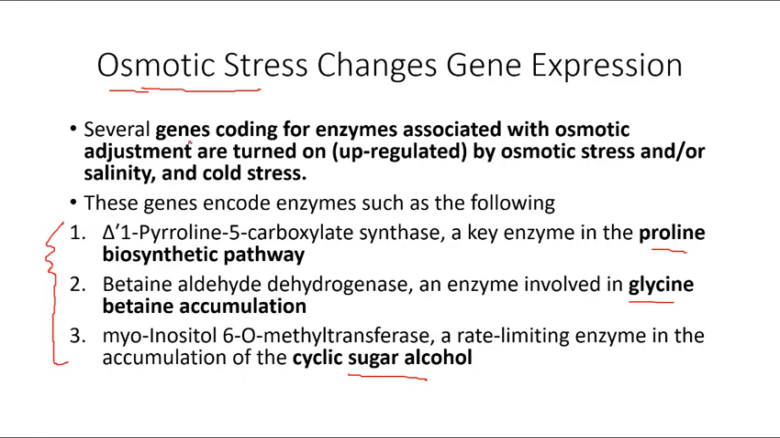Several genes encode the enzymes for compatible solutes. Pyrroline 5-carboxylate synthase is an enzyme for the proline biosynthetic pathway. Betaine aldehyde dehydrogenase is the enzyme for glycine betaine. Myo-inositol 6-O-methyltransferase is the enzyme for sugar alcohol. This is just for information; the specific enzymes are not asked very frequently. They are upregulated by osmotic stress, and also by salinity and cold stress.